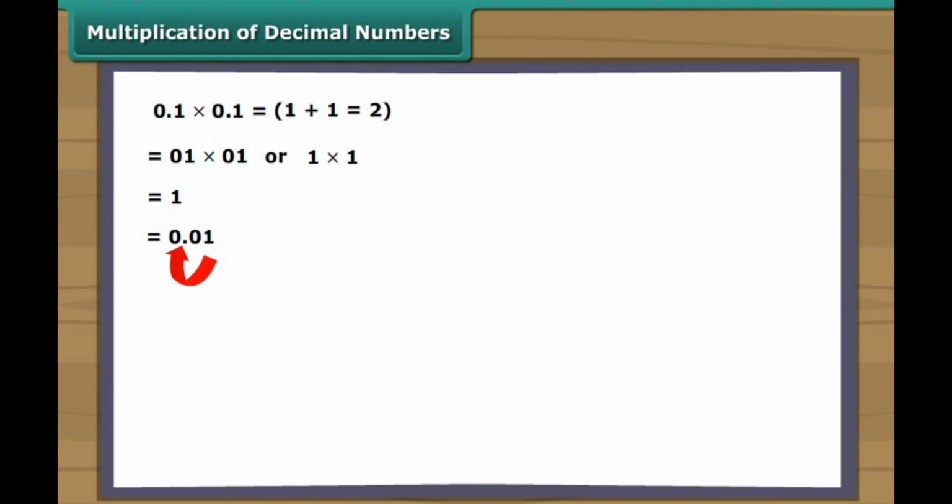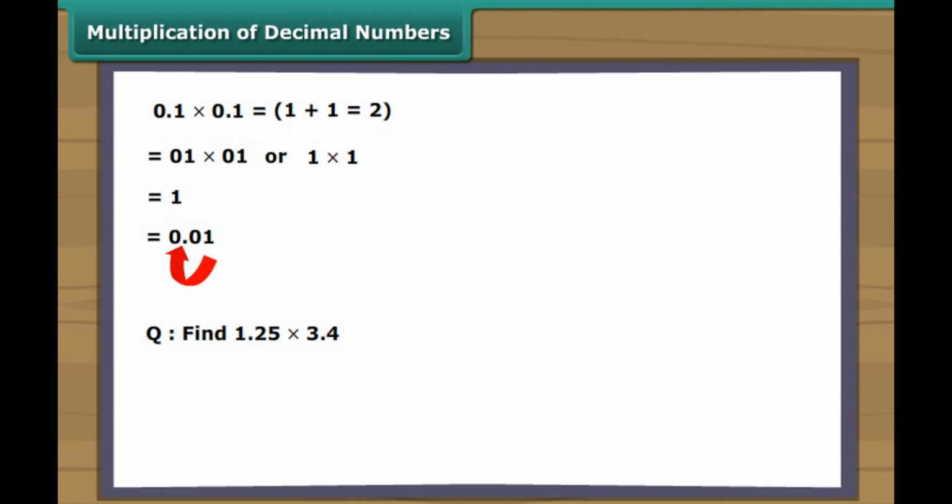Multiplication of decimal numbers. Let us learn the multiplication of two decimal numbers like 0.1 and 0.1. First, the decimal numbers are multiplied as whole numbers, ignoring the decimal point. Then the number of digits to the right of the decimal point in the decimal numbers is added. Finally, the decimal point is placed in the answer by starting at the right and moving a number of places equal to the sum of the decimal places in both numbers multiplied.